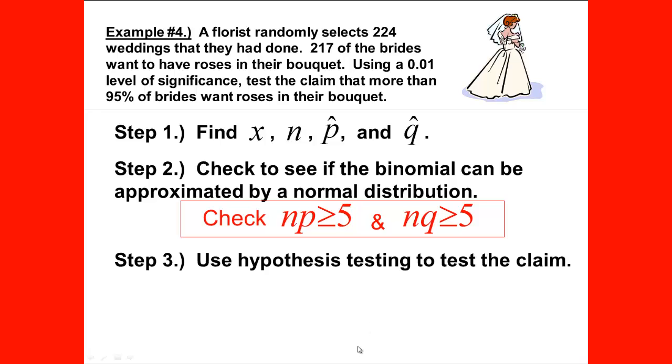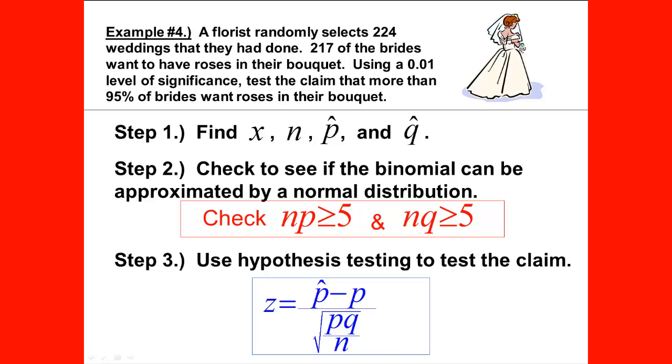Step number 3 is to use hypothesis testing to test the claim. And the hypothesis test statistic that we will use in the hypothesis testing is z equals p hat minus p all over the square root of p times q over n.